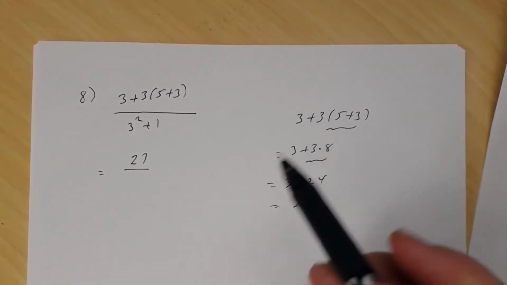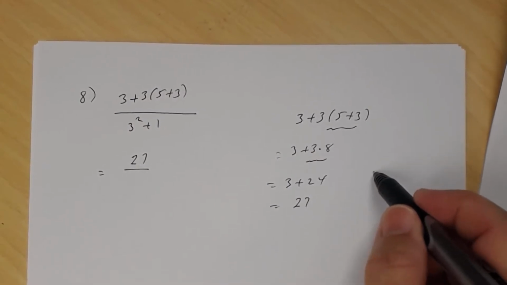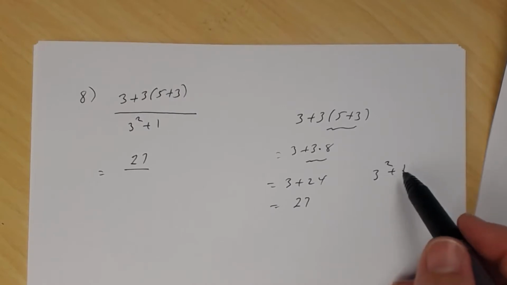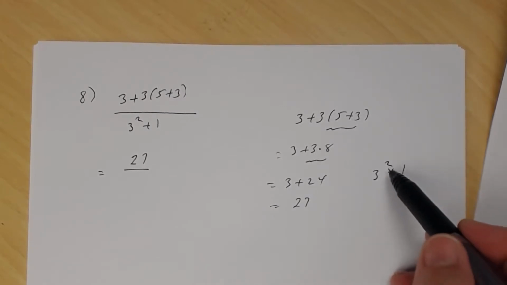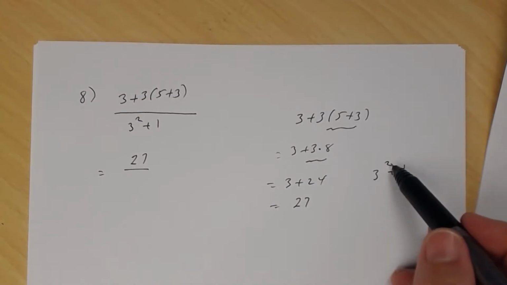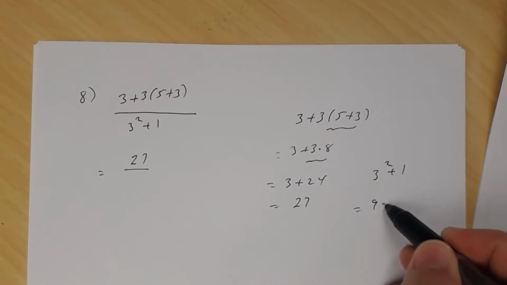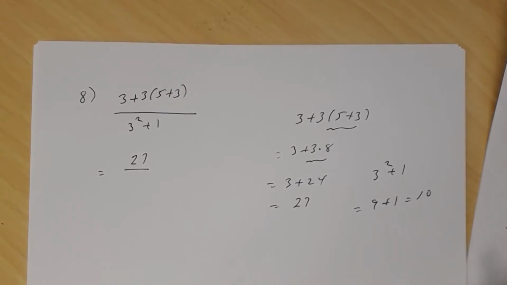Now let's get the denominator. The denominator, I get 3 squared plus 1. So let's use the order of operations on this denominator. Well, I have an exponent and an addition. So exponent comes first. So 3 squared means 3 times 3, which is 9. And 9 plus 1 is 10.